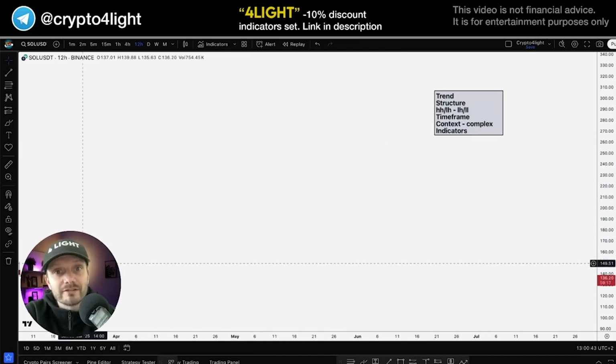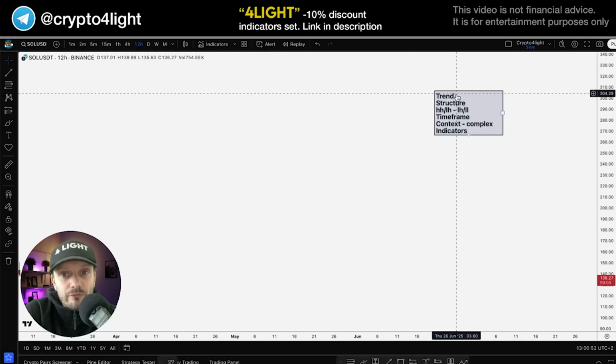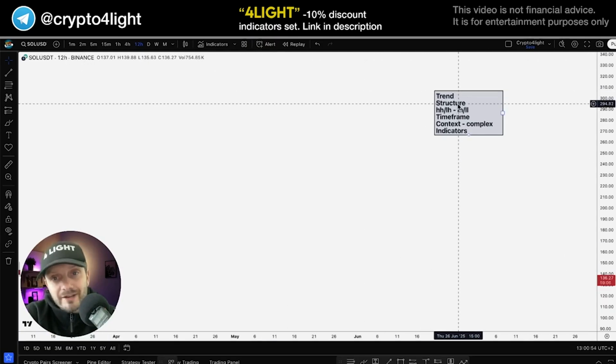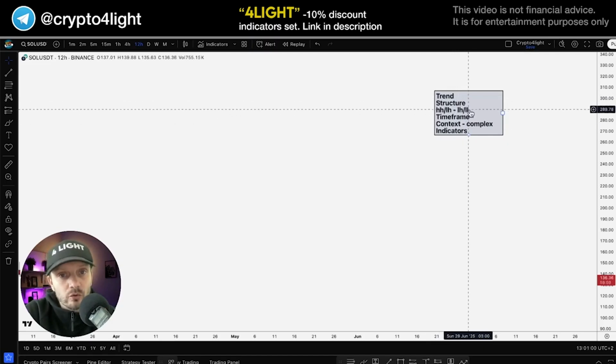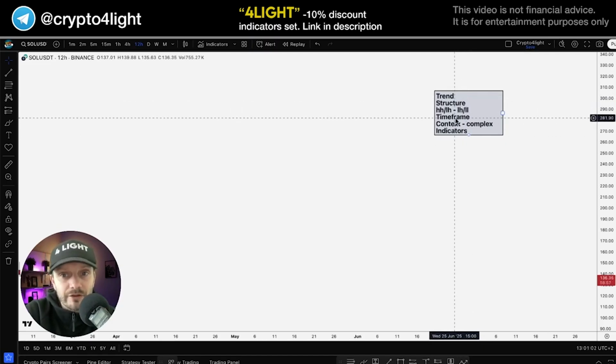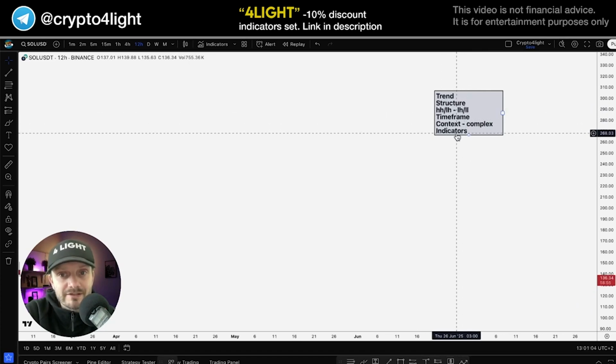So it's a trend. It's just an uptrend move. But every single time, pay attention to the time frame where you trade. So trend is your friend. Structure, I showed you. Pretty simple. Uptrend: higher high, higher low. And downtrend: lower high, lower low. Pay attention to the time frame, context, and the complex.